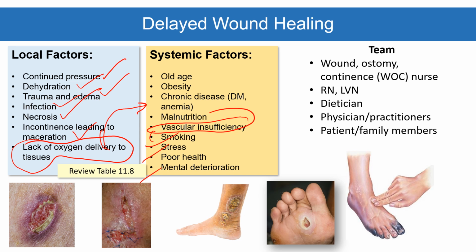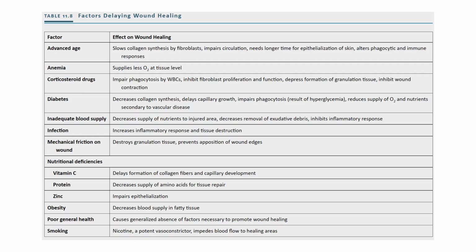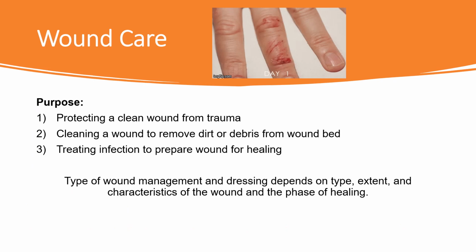And then for your knowledge, the team for wounds includes a wound ostomy continence nurse, RN, LVN, dietitian, because nutrition is important, physician, practitioners, and always include the patient and family members, okay, because when these patients go home, they need to be able to continue the plan of care. This table from your book, 11.8, very nicely describes the different factors in delayed wound healing.